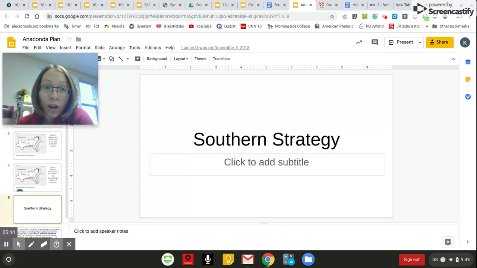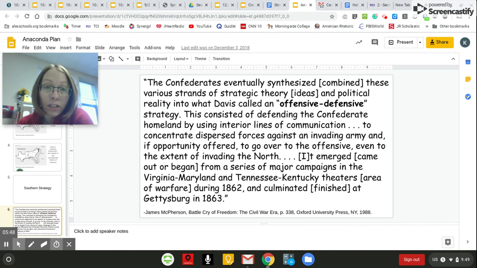Now, the Southern strategy, on the other hand, is a little different. And so this comes from, you can see, this book, The Battle Cry of Freedom by James McPherson. And I want you to pause this and read this to yourself and see if you can figure out what the strategy is. Okay, hopefully you paused me.